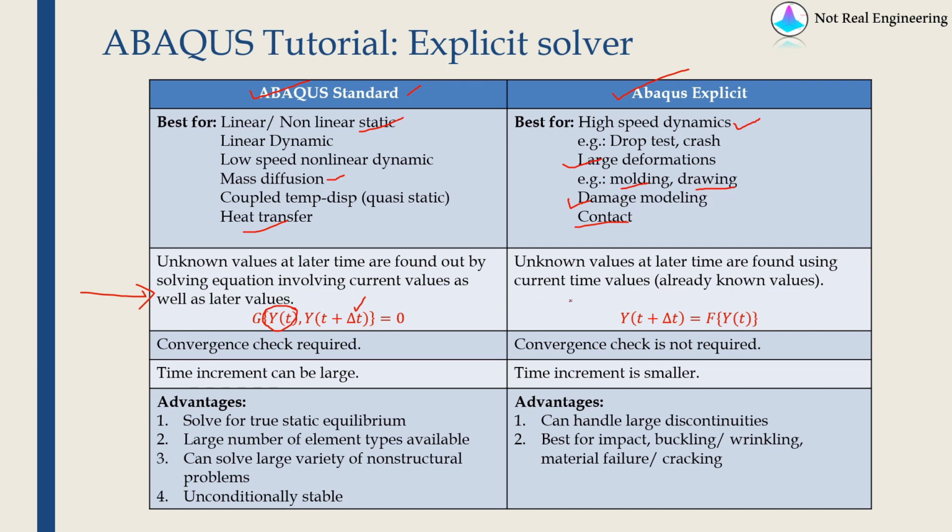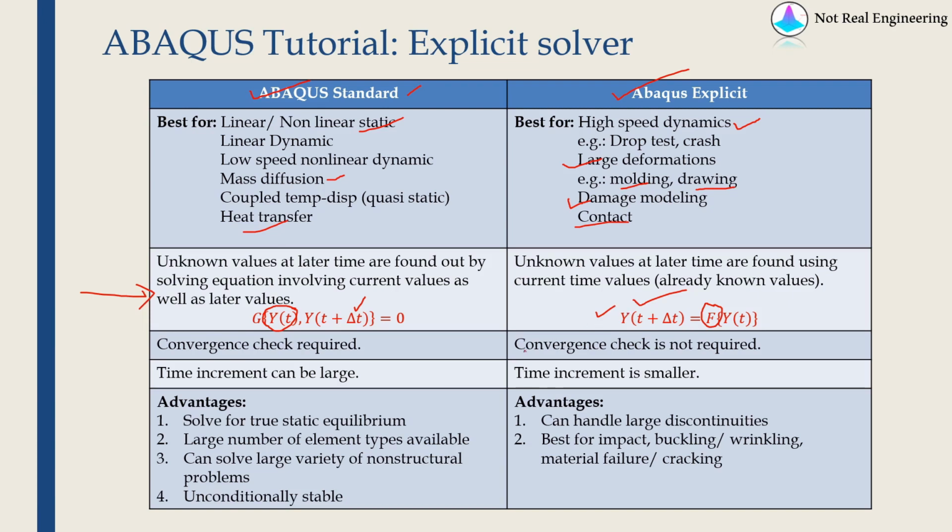If you see what we do in Abaqus Explicit, over here we express values at later time as some function of values at current time. Therefore, we know everything on the right hand side of the equation. We just have to put the values on RHS and we will get unknown values. But over here, we have to solve this equation somehow. But this is a very simple and straightforward process.